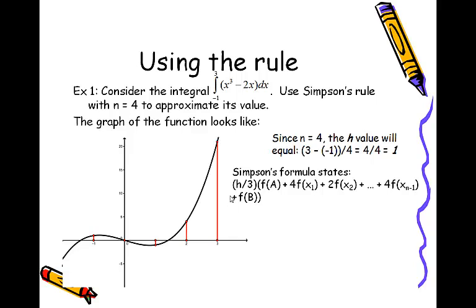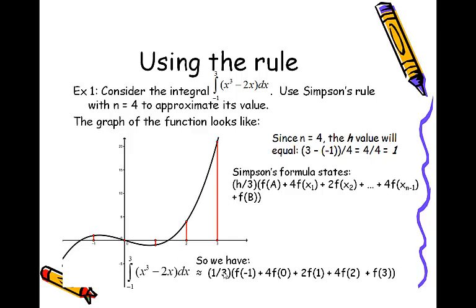So we found h to be 1, so I have that here, 1/3. My left x coordinate is -1, so I need to find f of -1. My first interior x coordinate is 0, so I find f of 0, and I'll have 4 of those. The next x coordinate is 1, so I'll find f of 1, and I'll have 2 of those. Then my next x coordinate is 2, so I need to find f of 2, and I'll have 4 of those, because that's my second to last one. And then my last x coordinate is 3, and so I need to find f of 3.